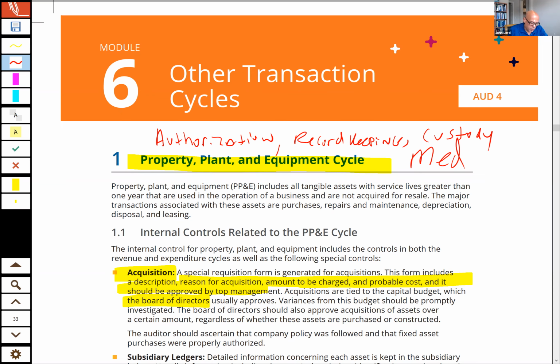So what do you think? Is this an authorization, a record keeping, or a custody?